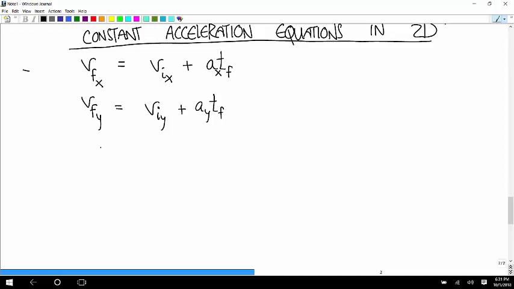And then the second equation that we had in 1D said P final is equal to P initial plus V initial times time final plus 1/2 a times time final squared. And again, this equation holds with all the directional quantities being x components of vectors. And it also holds with each one of those being a y component of a vector.